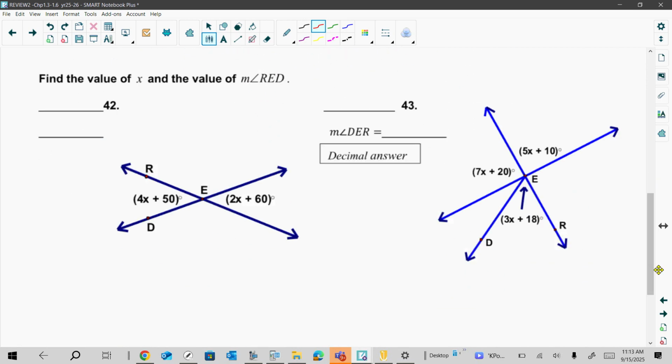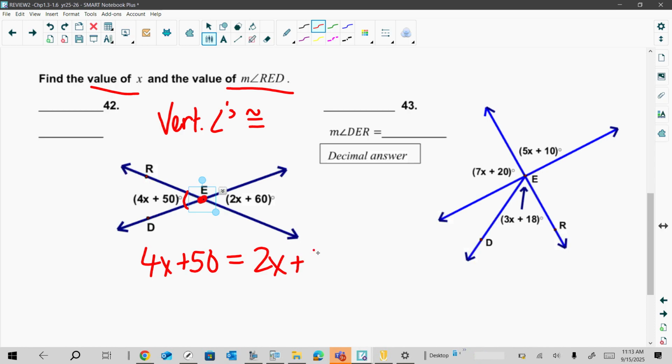All right. 2 things. Find x and the measure of the angle. What type of angles do you see here on 42? Yeah, we have vertical. And if they're vertical angles, they're congruent, meaning they're equal. So the 4x plus 50 is equal to the 2x plus 60. Now you're solving for x and then plug it back in. Anyone find the x here? Yes, x does equal 5.